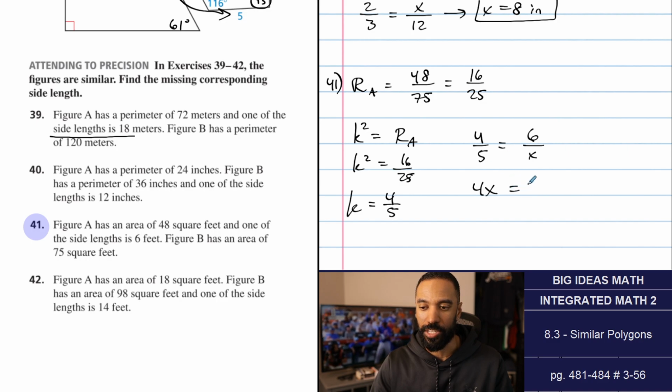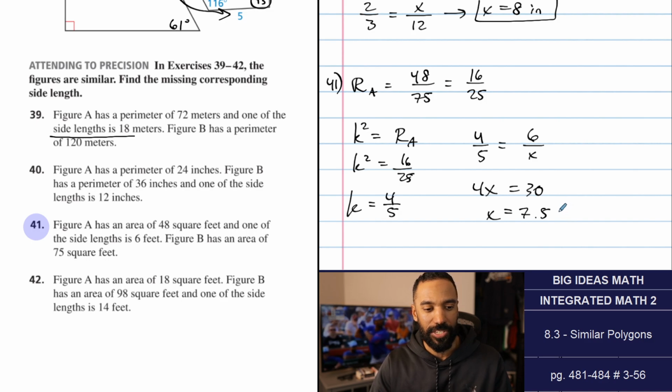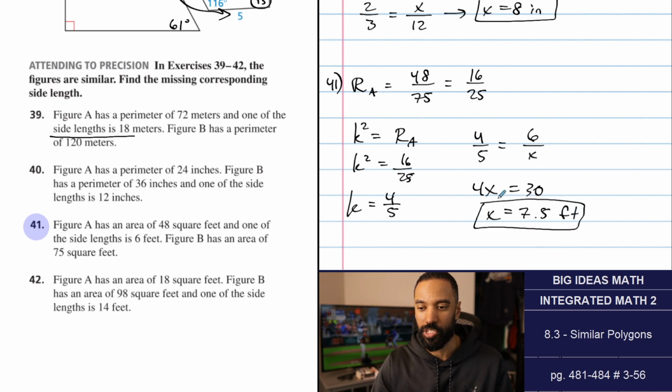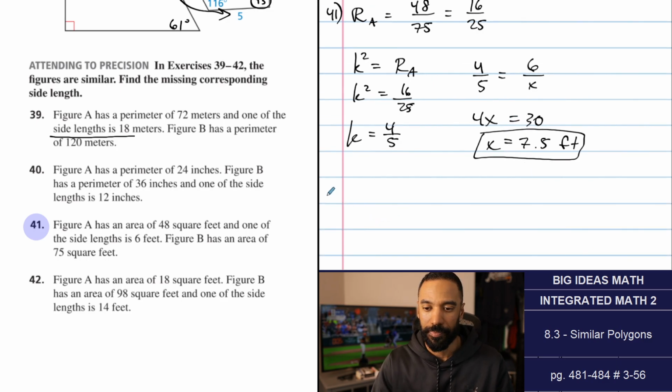Cross multiply, 4x equals 30. Divide there, I get x equals, I think that's 7.5. And this is in, they said square feet for these ones here, so this length is feet when we just talk about the lengths for comparison.